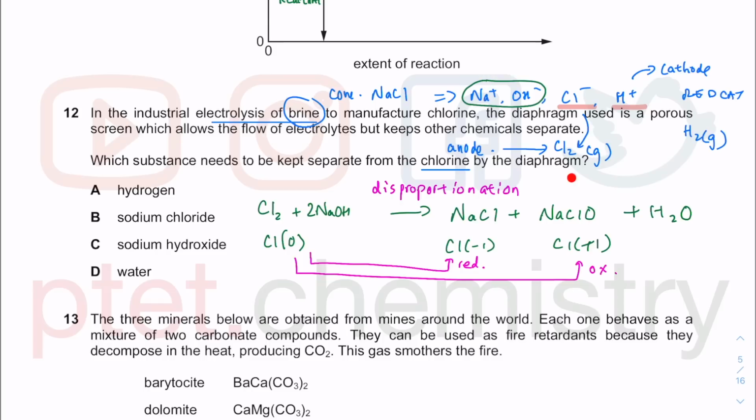Of course, if the reaction gets heated up, then you can go to the more extreme disproportionation, where you will not stop at chlorine +1. Instead, you will go to chlorine +5. That will be NaClO3, called sodium chlorate(V). So you need to keep the chlorine separated away from the NaOH product to prevent this side reaction called disproportionation.